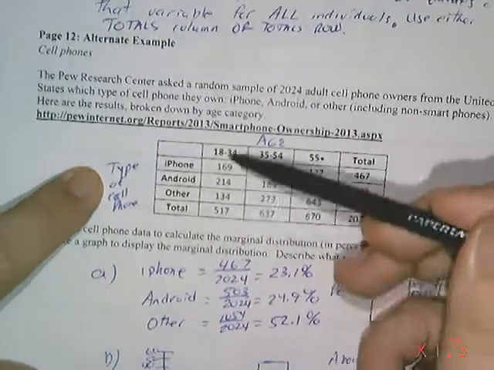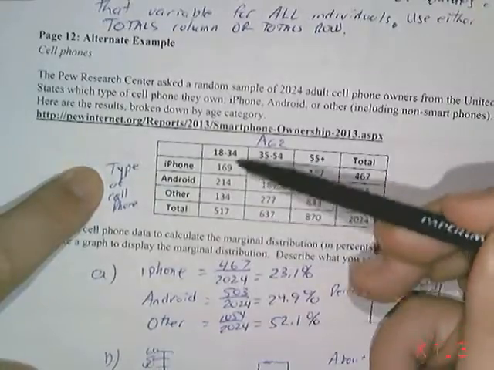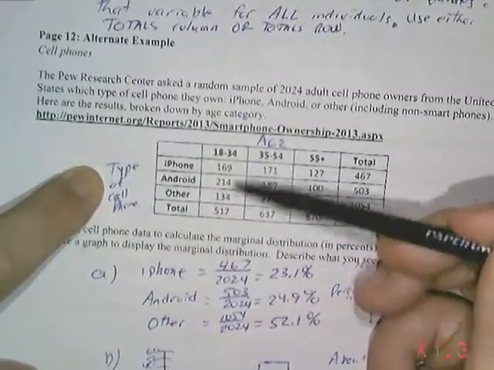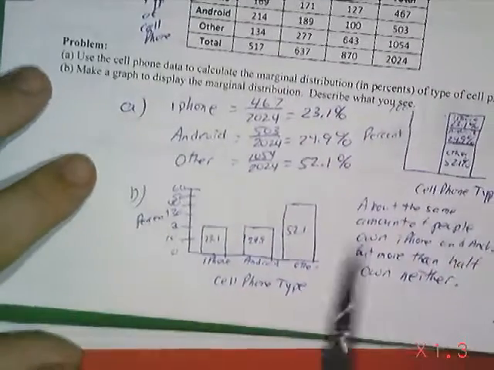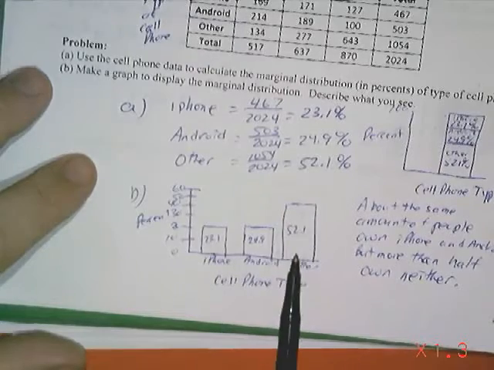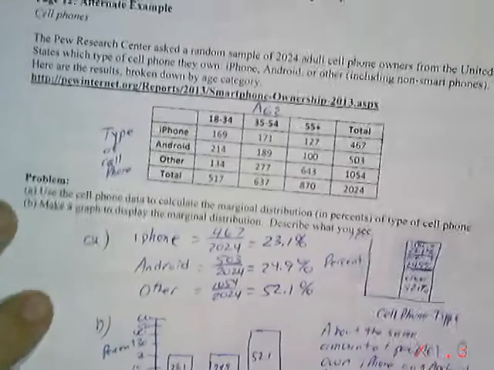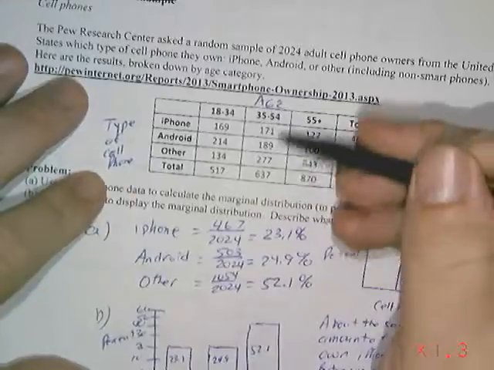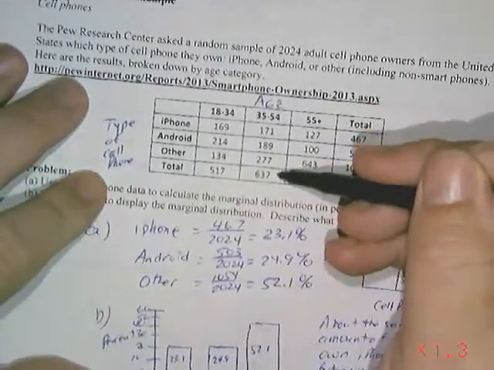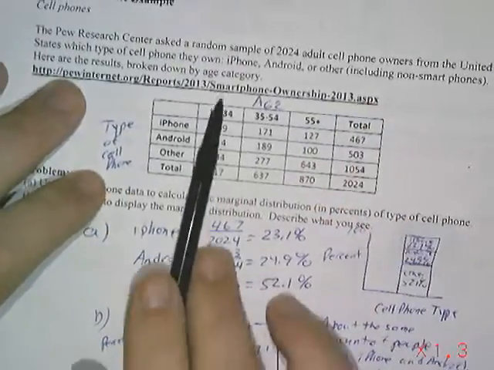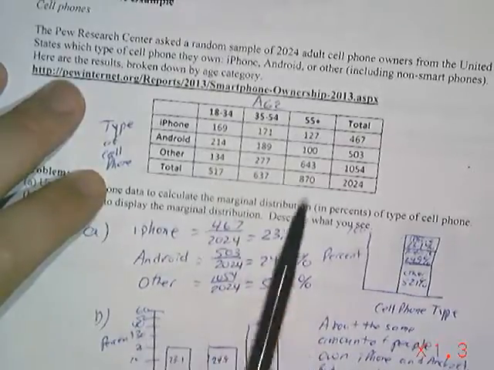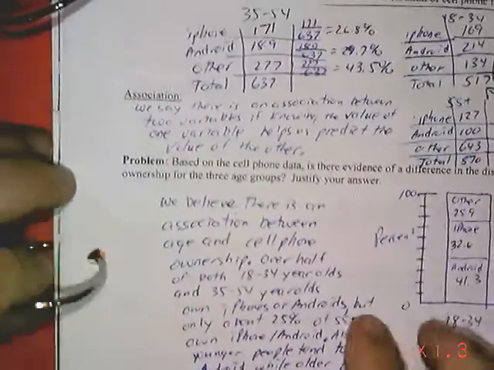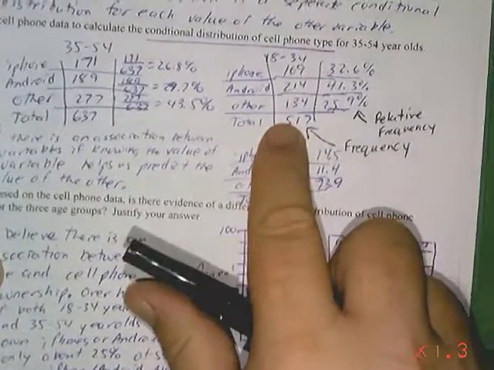So let's look at the 55 plus. Okay. Well, we've got iPhone, Android, and you can see there's a big difference here. Look at this. 127 out of 870, so 14.5% of the 55 plus owned an iPhone, 11.4% owned an Android, and almost 74% of the 55 plus owned something other than one of those two. Okay. Those would be conditional distributions of cell phone type.